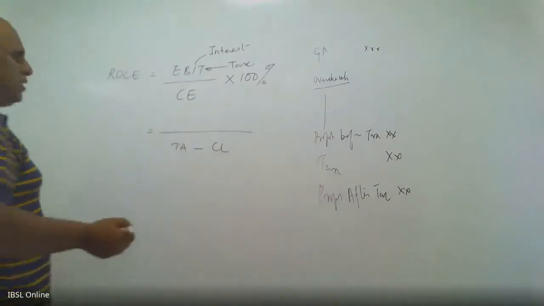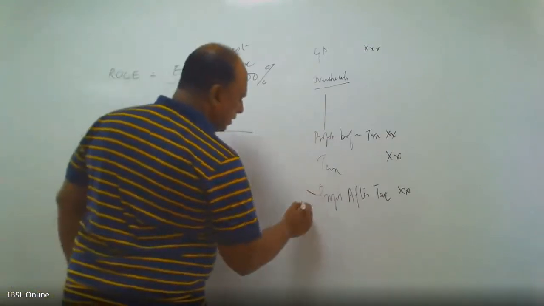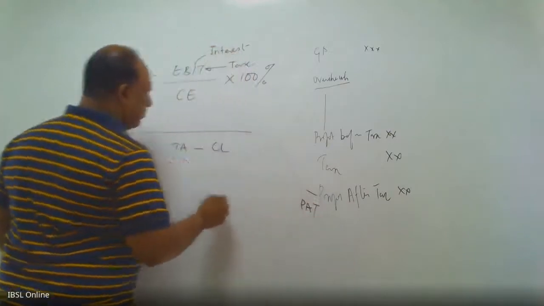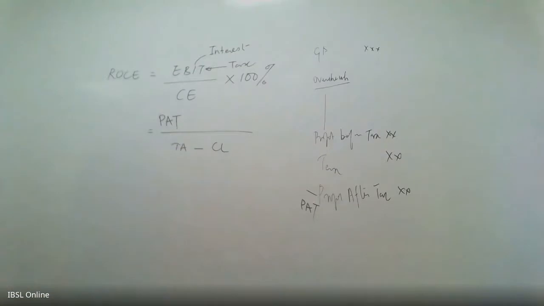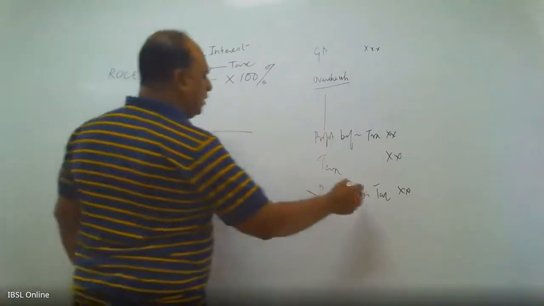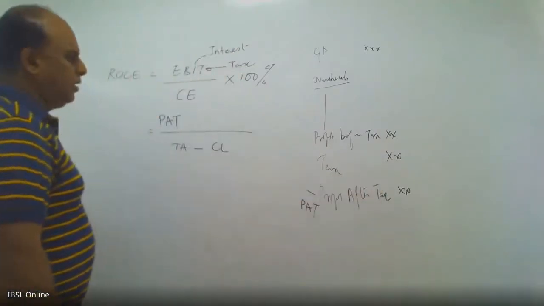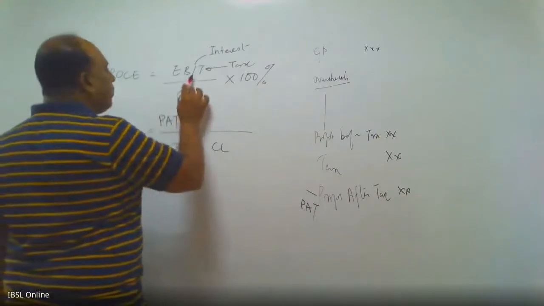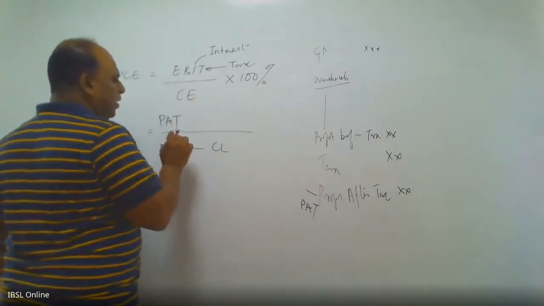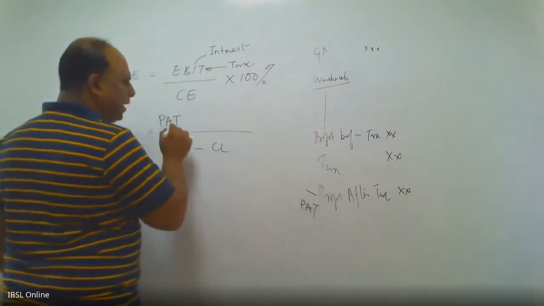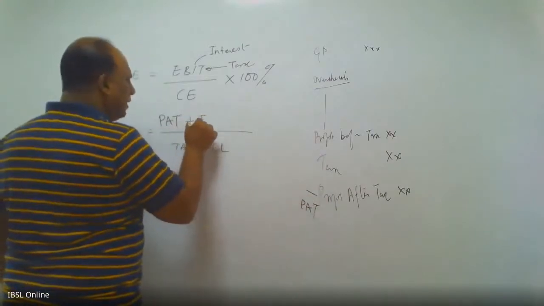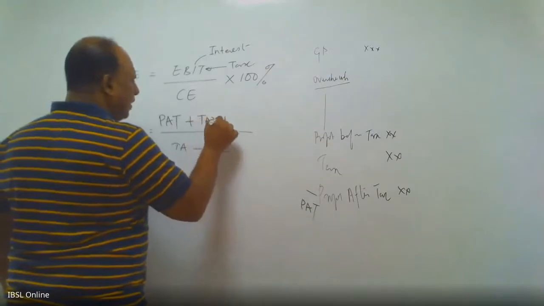So what we do is, we normally take the profit after tax. We call it as PAT. Profit after tax, because that is the easily known number. Now we have to take before interest and tax, which means this is after deducting interest and tax. So we take the PAT and we add the tax and the interest.